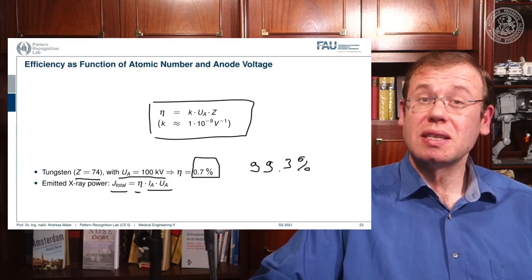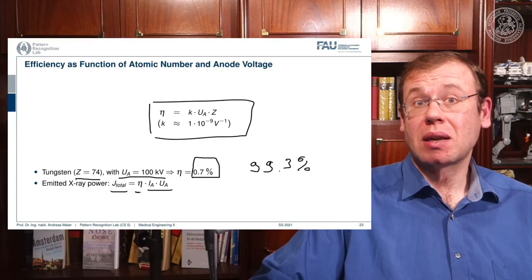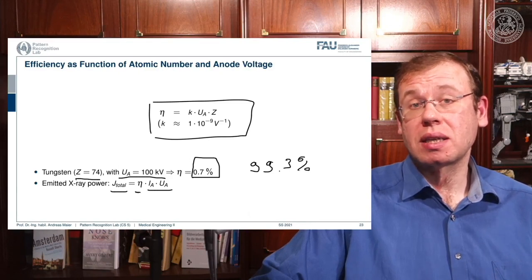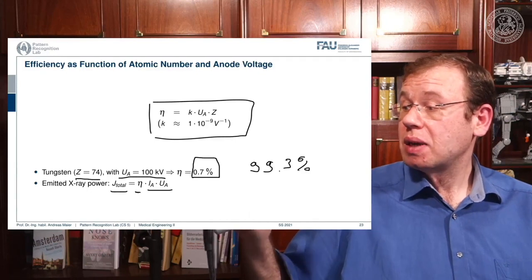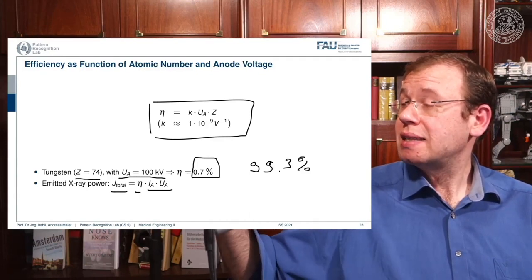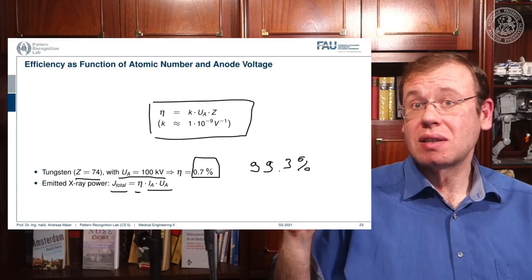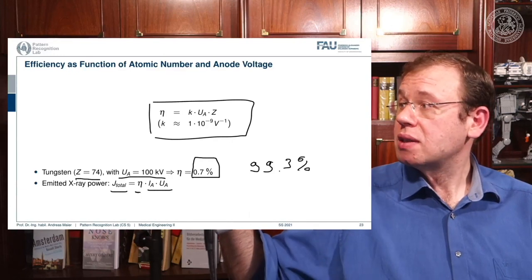And what they use is a very cool principle. They use liquid metal. So you remember that we had the rotating anode, and we did that in order to get the energy away. What the liquid metal tubes do is they essentially have an anode that is not rotating or stationary, but it's flowing.